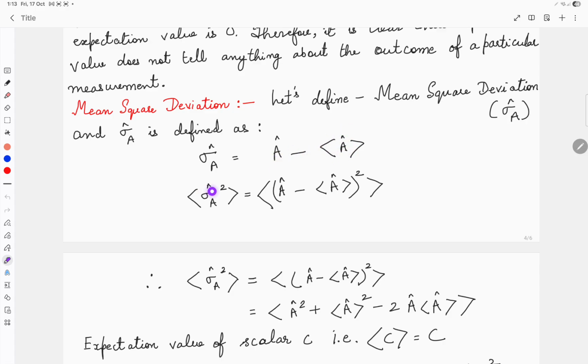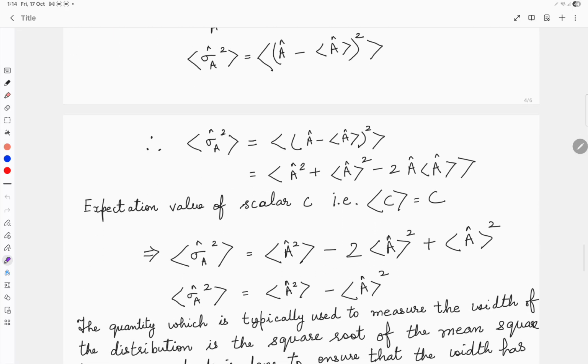And if we square it, so this is the normal deviation without squaring of the observable a from its expected value, right? But if we square it, this term becomes the mean square deviation, because mean is also there, square is there. So the deviation we are trying to know is given by the square of this term.